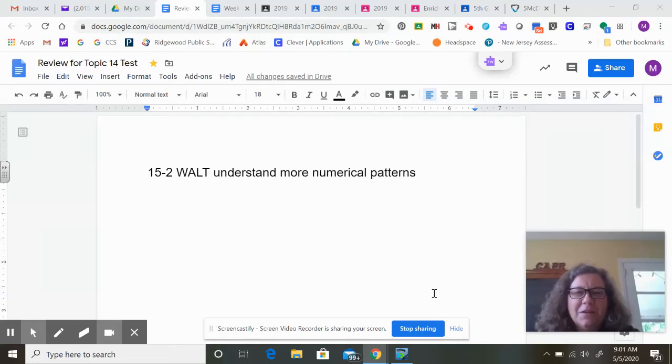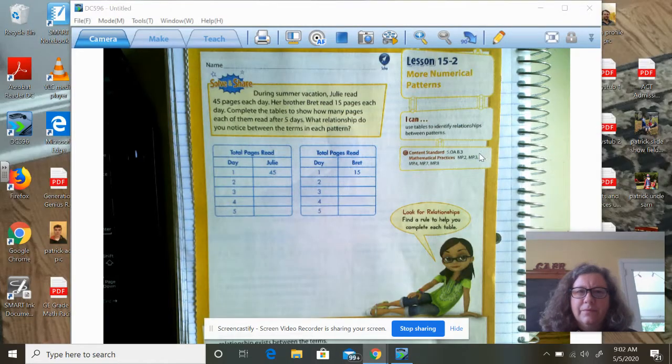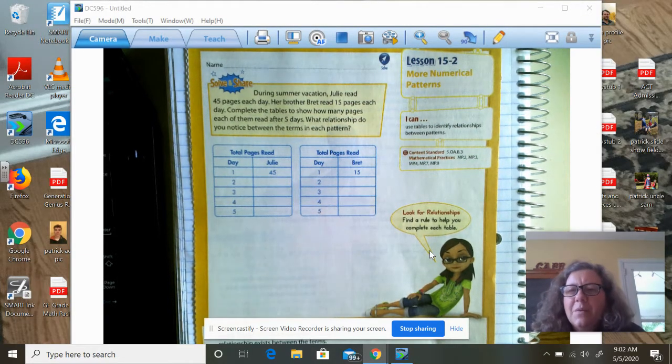Today we're going to work on 15-2, which is understanding more numerical patterns. So please write down your WALT and then join me for the lesson. We're going to start with our solve and share.